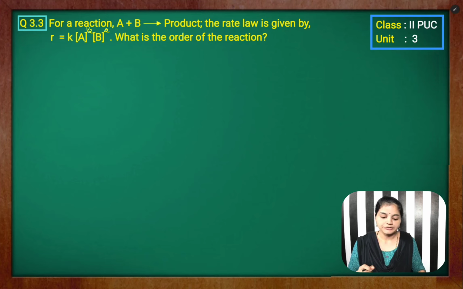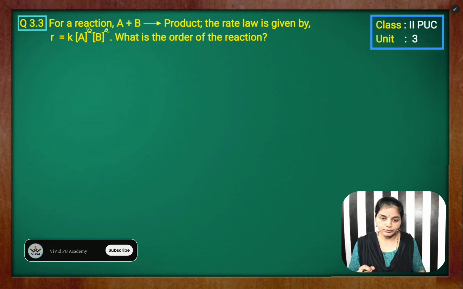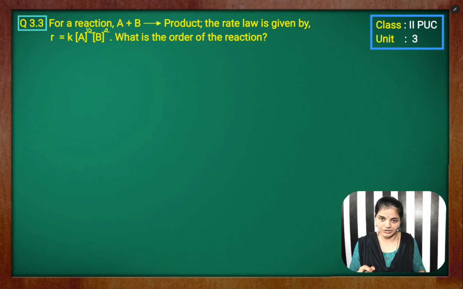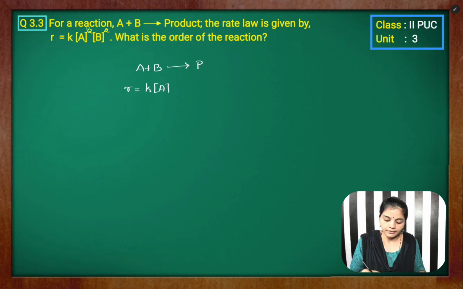Question number 3.3. For a reaction A plus B giving products, the rate law is given by R is equal to K into concentration of A raised to half into concentration of B raised to 2. What is the order of the reaction? So we are asked to find order of reaction. For a general reaction, A plus B giving products, that's P. If we write the rate expression, we write R is equal to K concentration of A raised to X into concentration of B raised to Y. For this rate law, we can write order is equal to X plus Y. It is the sum of the powers of the concentrations that's raised in the rate law.